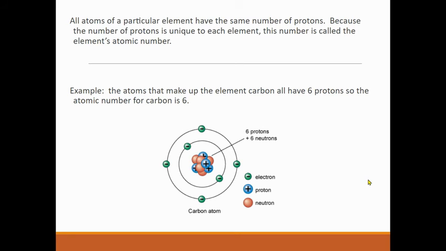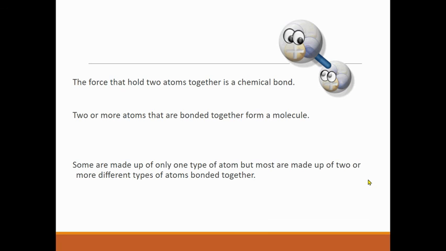All atoms of a particular element have the same number of protons. Because the number of protons is unique to each element, this number is called the element's atomic number. For example, the atoms that make up the element carbon all have 6 protons, so the atomic number for carbon is 6. The force that holds two atoms together is a chemical bond. Two or more atoms that are bonded together form a molecule. Some are made up of only one type of atom, but most are made up of two or more different types of atoms bonded together.